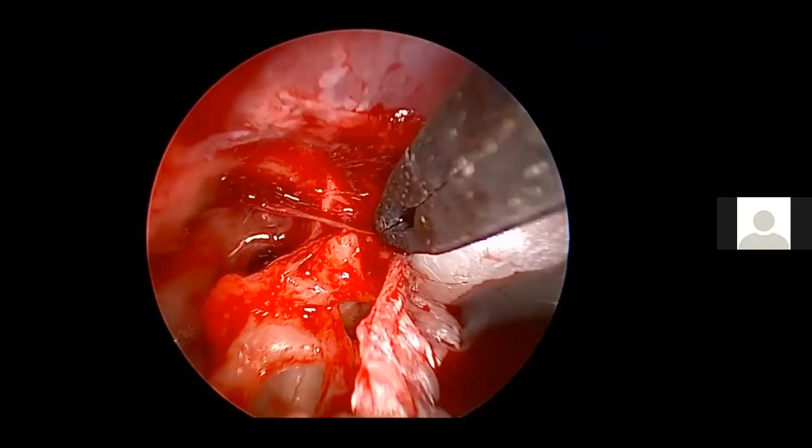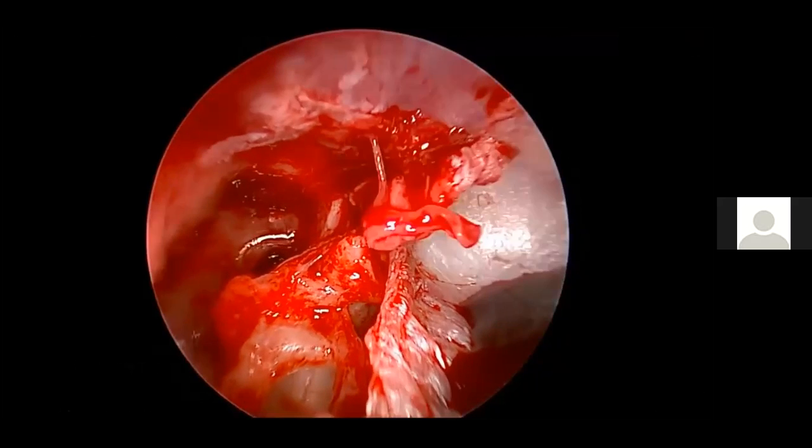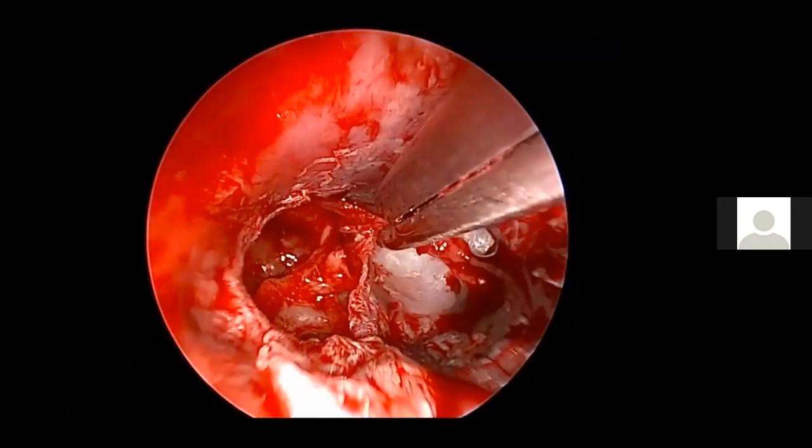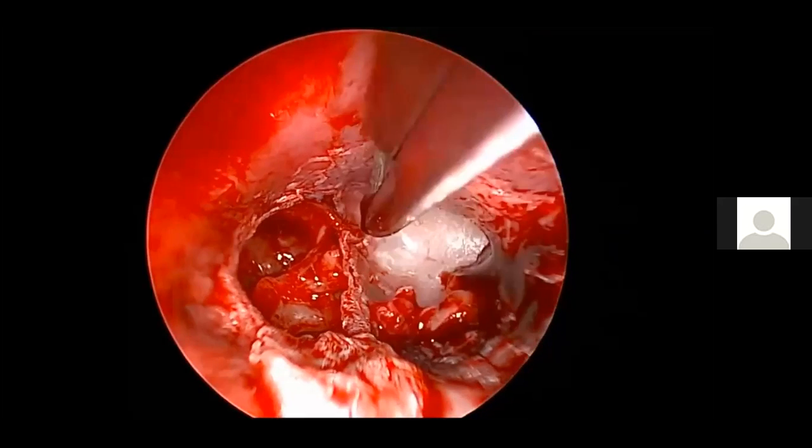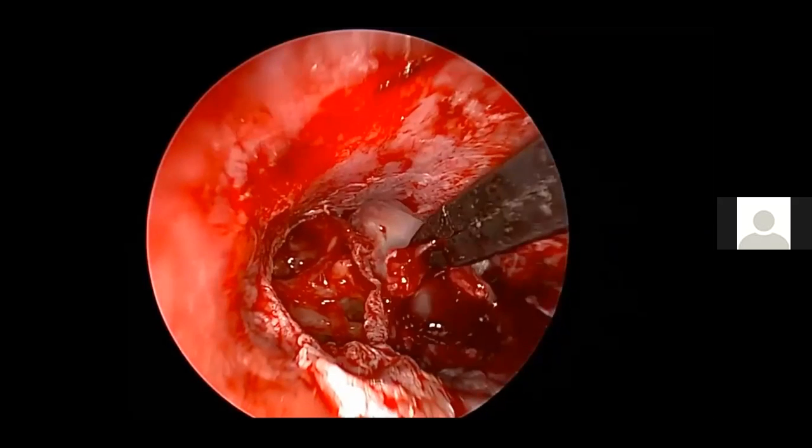I'd be curious to hear if that's something people are doing more with adults as well, or if because we place a lot of T-tubes, it's just one of our go-tos. But we've had pretty good results with that.